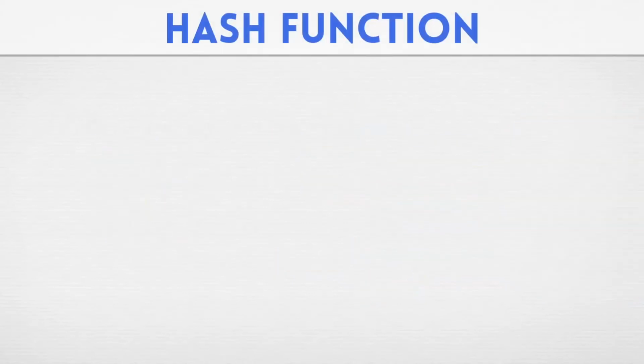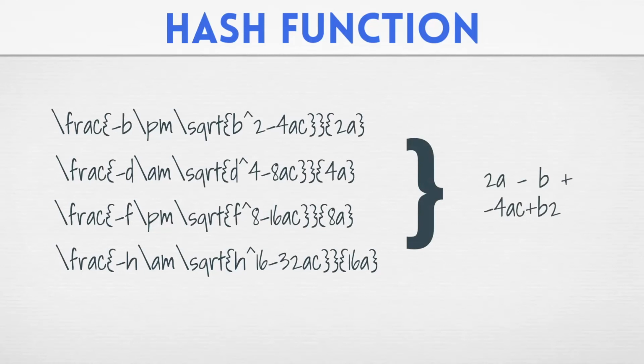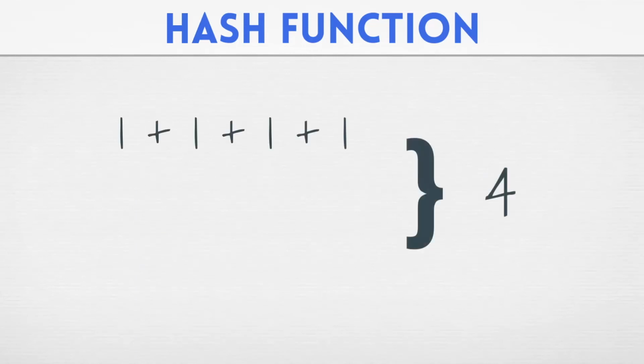A hash function is a mathematical process or algorithm that takes input data of any size, performs an operation on it, and turns it into output data of a fixed size. So let's just say you're adding 1 plus 1 plus 1 plus 1 to get 4. You can also add 2 plus 2 to get 4. You can also add 3 plus 1 to get 4.